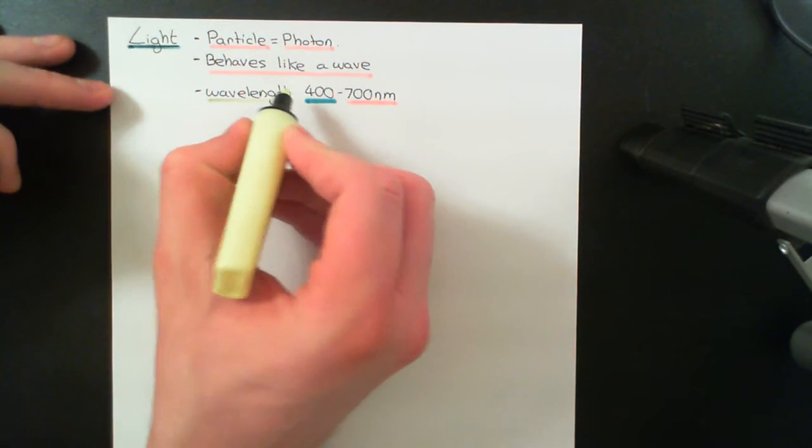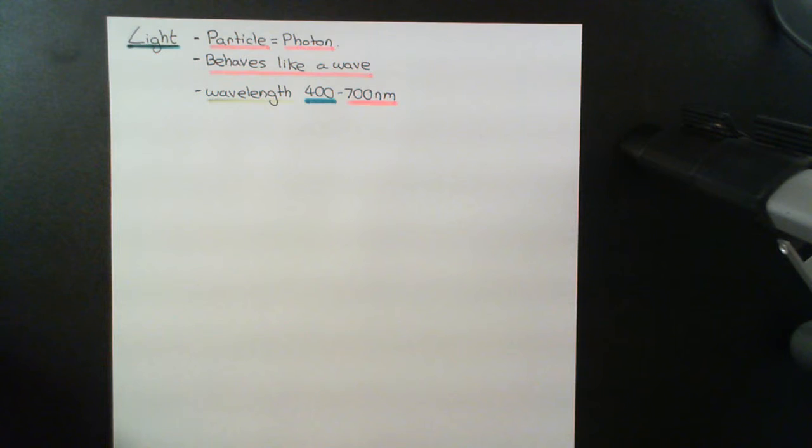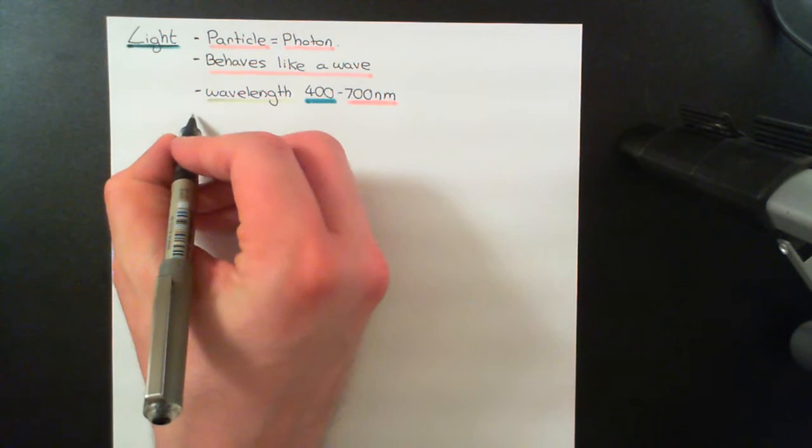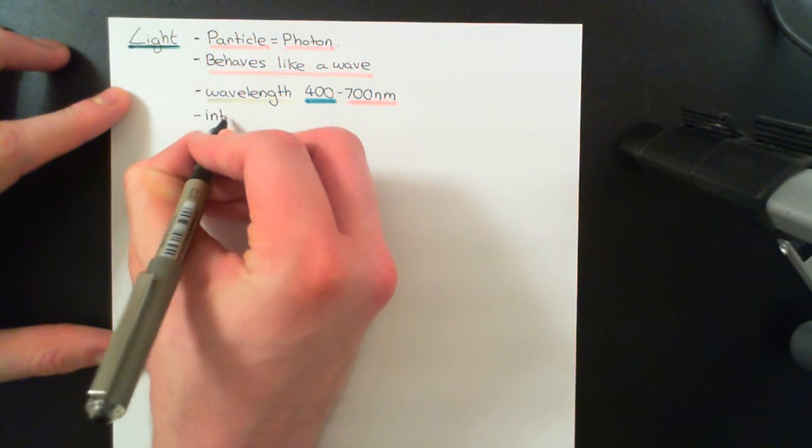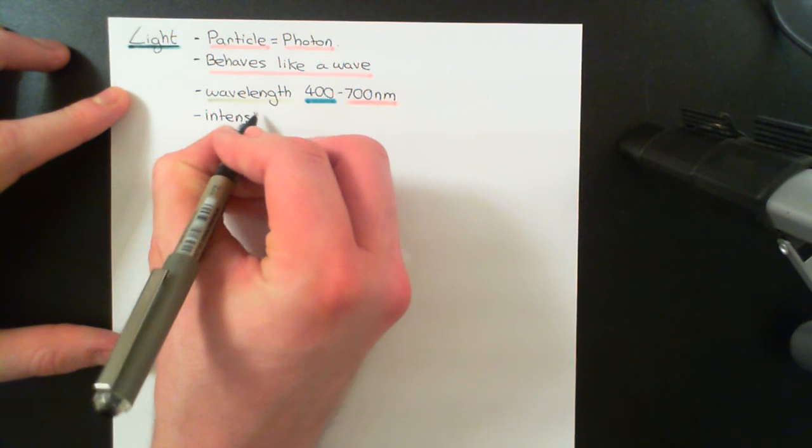The other important property of light that I want to talk about. One is colour, and that corresponds to the wavelength. The other thing that I want to talk about is intensity, so the brightness of light.